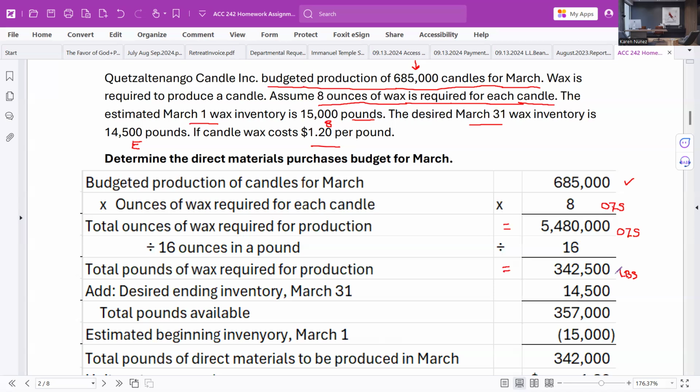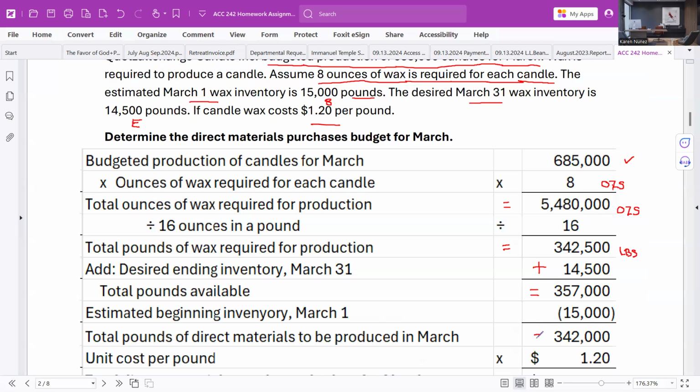And there's some kind of an ending inventory that we're going to need, 14,500 pounds. So those are our needs, right? The pounds that we need to have available are 357,000 pounds of wax. But we're going to start with something. We're going to start with 15,000 pounds in the beginning inventory. So we don't need to buy 357,000 pounds because we're going to have 15,000 in the beginning inventory. That means we only need to buy 342,000 pounds of wax.